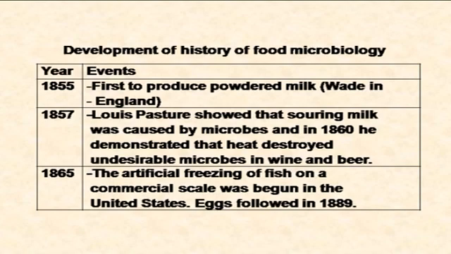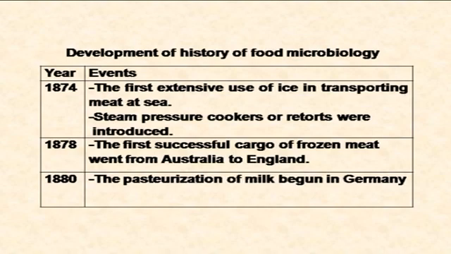In the year 1865, the artificial freezing of fish on a commercial scale was begun in the United States. Eggs followed in the year 1889. In the year 1874, the first extensive use of ice in transporting meat at sea was made. Steam pressure cookers or retorts were introduced at this time. In the year 1878, the first successful cargo of frozen meat went from Australia to England.